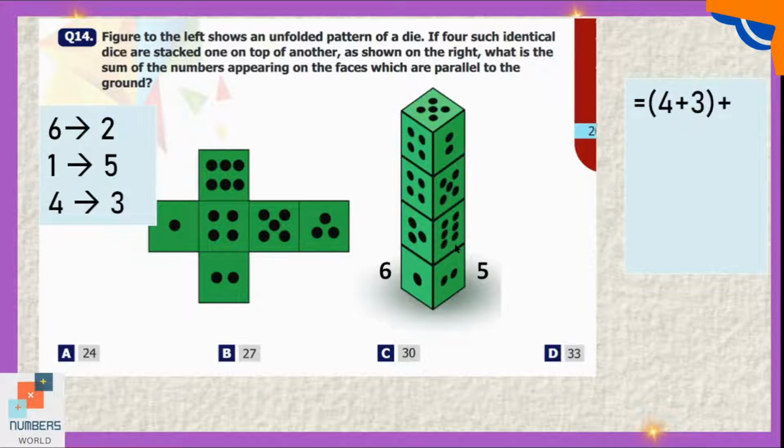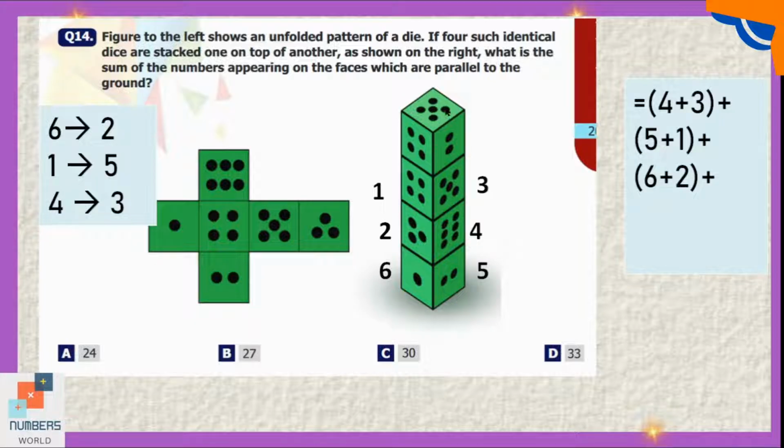Now 3 and 6 are visible, the corresponding faces for these two numbers are 4 and 2. So the leftover pair is 5 and 1. 4 and 5 are visible, the corresponding numbers will be 3 and 1. So the pair that is left here is 6 and 2.